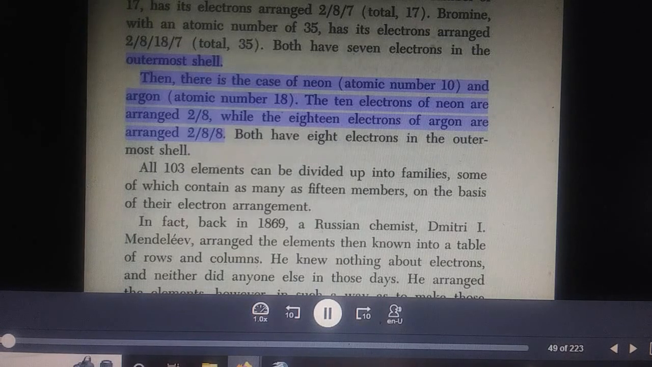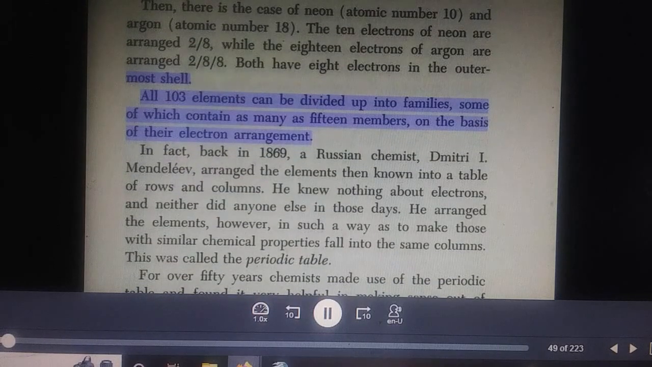The 10 electrons of neon are arranged 2/8, while the 18 electrons of argon are arranged 2/8/8. Both have 8 electrons in the outermost shell. All 103 elements can be divided up into families, some of which contain as many as 15 members, on the basis of their electron arrangement.